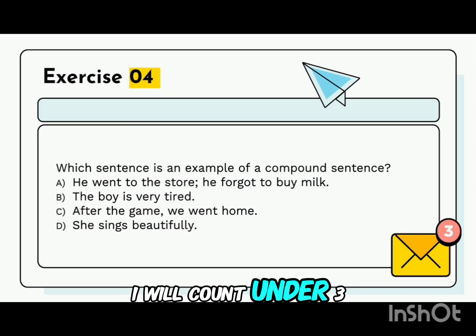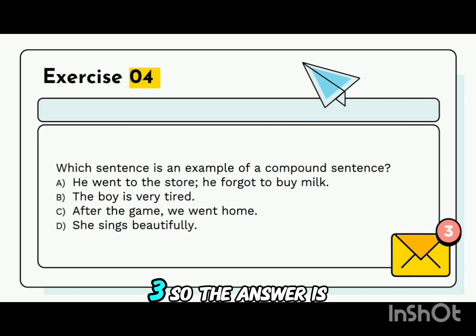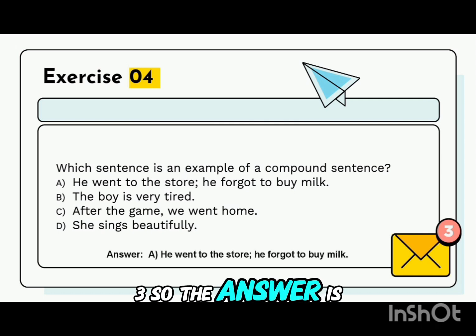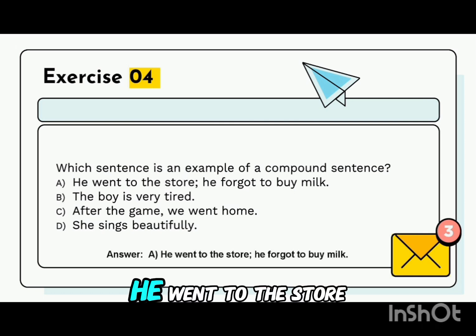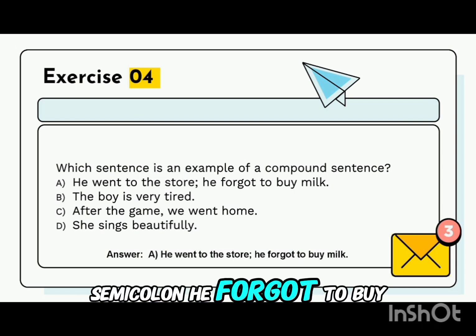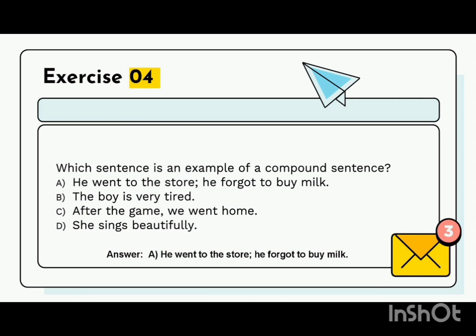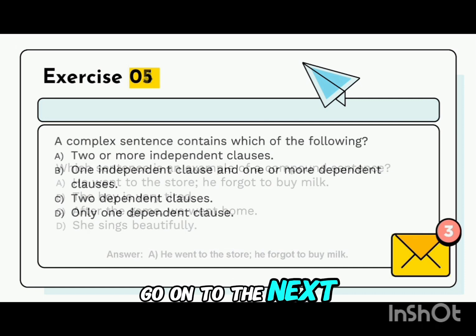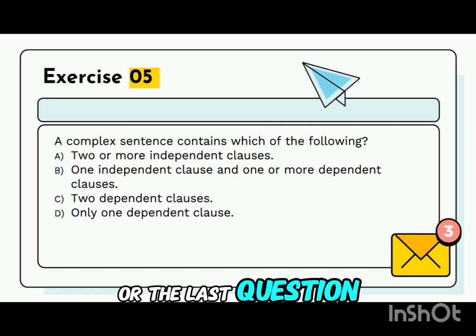So what is the answer? I will count until 3. 1, 2, 3. So the answer is A. He went to the store, semicolon, he forgot to buy milk. Go on to the next, or the last question.